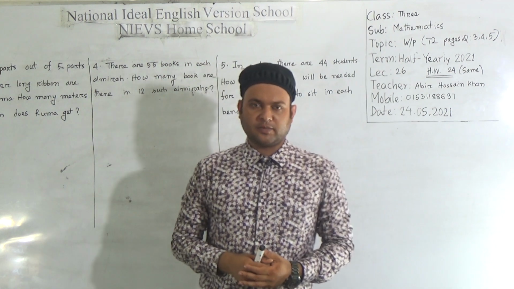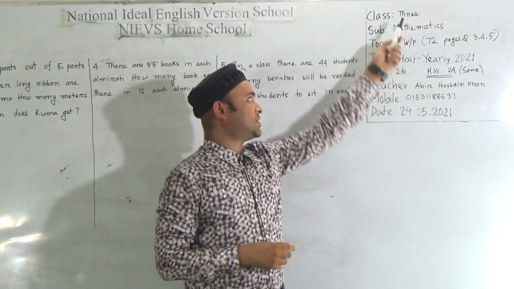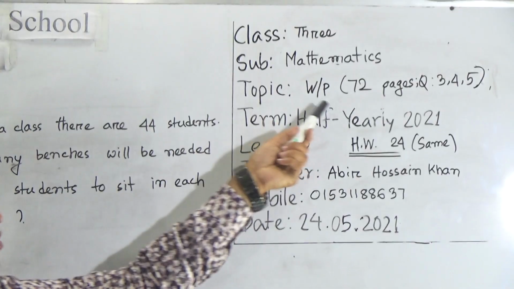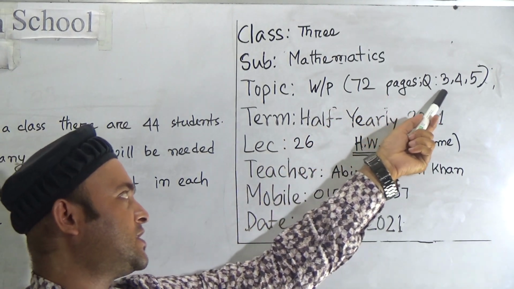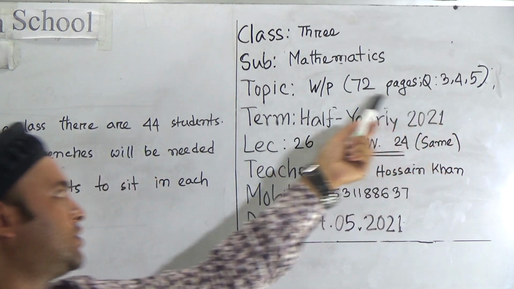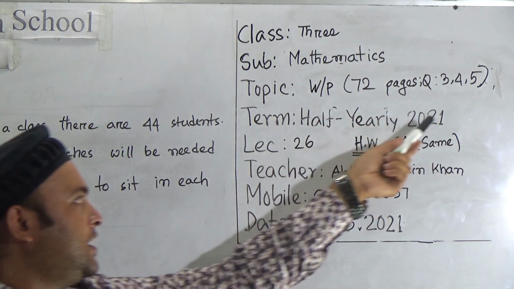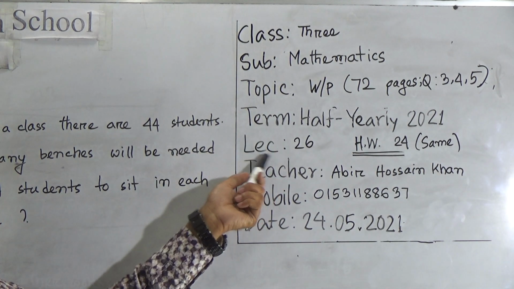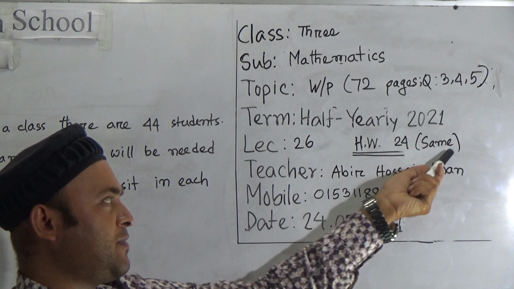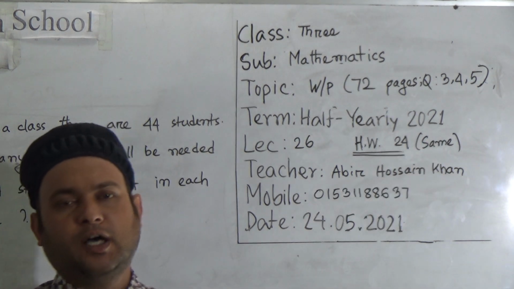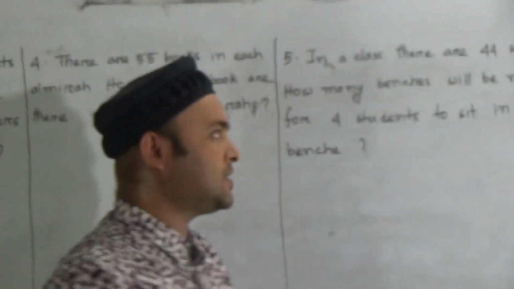Today, I'm going to take a mathematics class for class 3. Our topic today is word problems, page 72, question numbers 3, 4 and 5, which are included in your half-yearly exam. Our today's lecture is 26 and SW number 24, which is the same as this class. Now, my dear students, let's start our class.